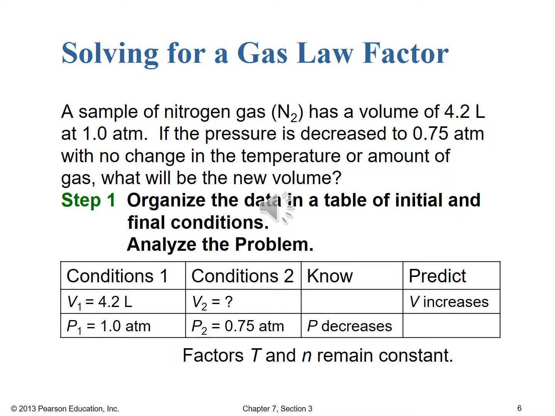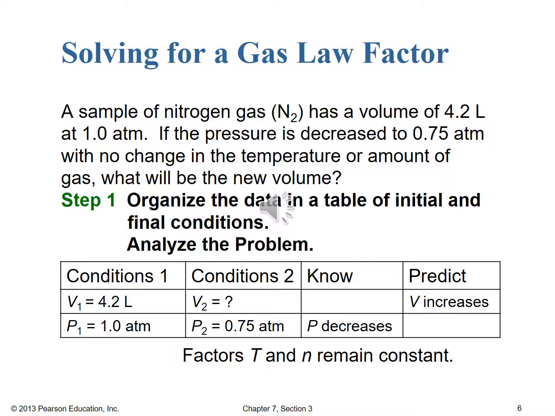In this case, we're looking at a sample of nitrogen gas, and remember, nitrogen is a diatomic, so it's N2, and that has a volume of 4.2 liters at 1.0 atmospheres of pressure. If the pressure is decreased to 0.75 atmospheres with no change in the temperature or amount of gas, what will be the new volume? All right, so that's our question.